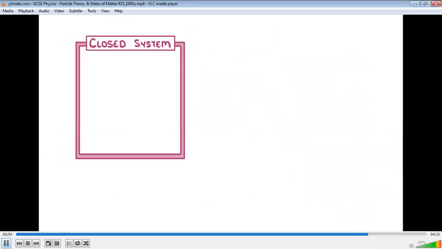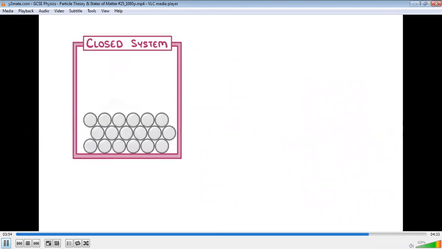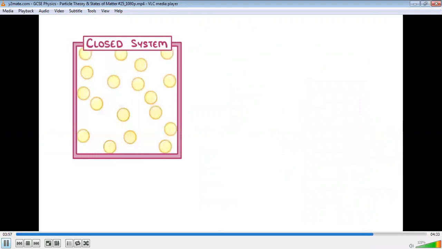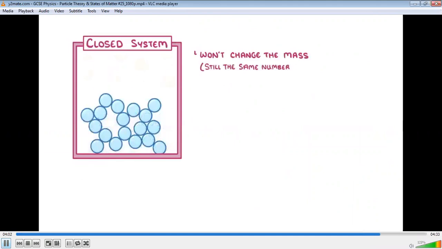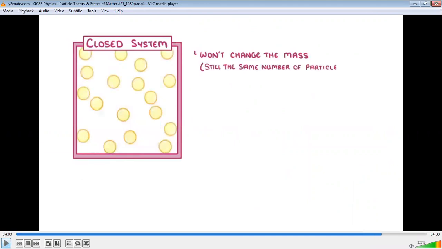Now, the last thing we need to mention is that if we're working within a closed system, changes in state won't change the mass at all, as there's still the same number of particles. You have to know this, okay? The mass does not change, but the volume will change. The volume, the amount of space they occupy, is going to change, as you can see here.